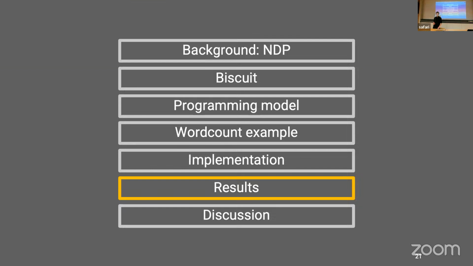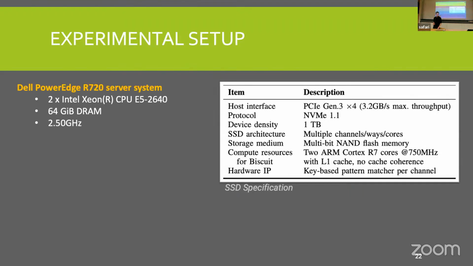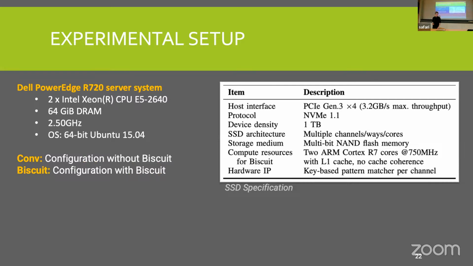So the results. This is the experimental setup. I think it's not too interesting. You can look at it, but what's important is that they always compare the conventional system, the normal configuration without Biscuit, and then the configuration with Biscuit. And as you can see, it was actually done on a real system. Previous work mostly did it in a simulation. So that's also something that was new.